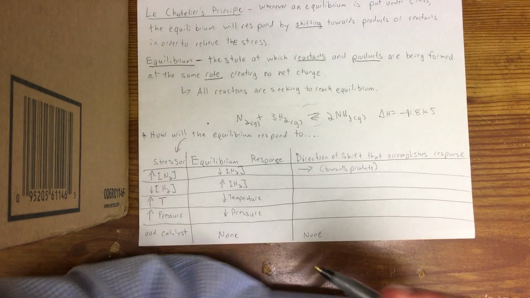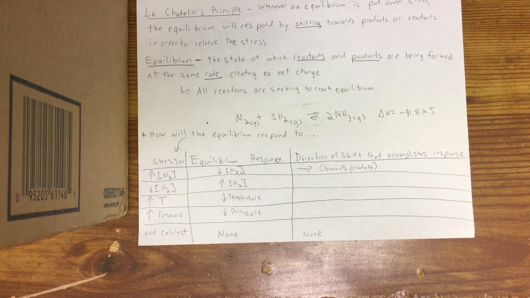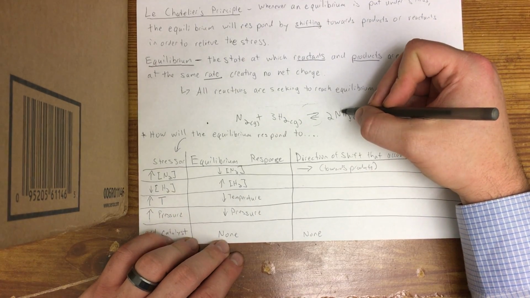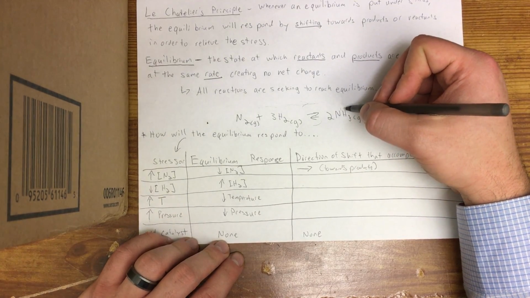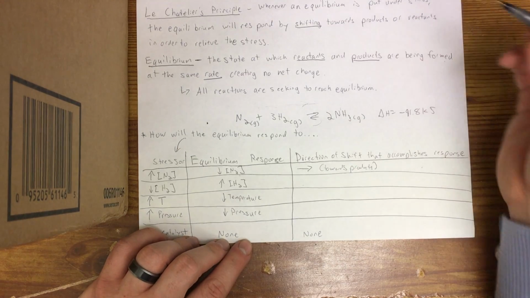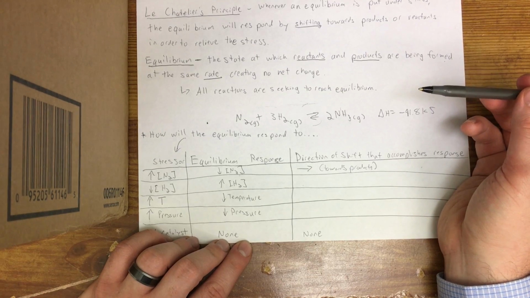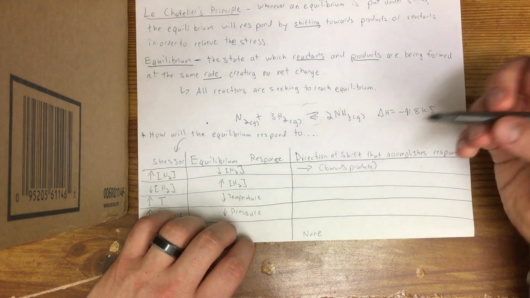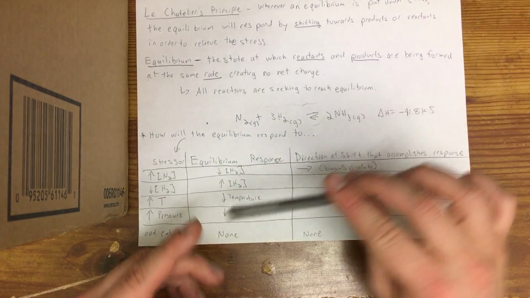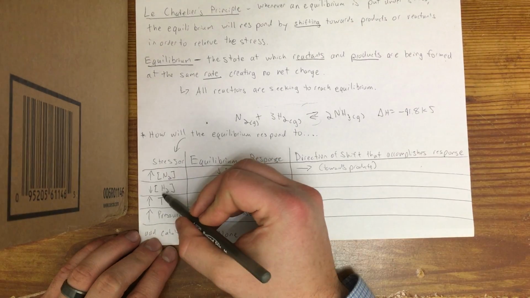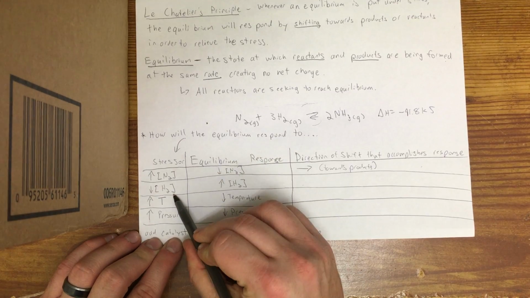The same thing would be true if we increase the concentration of either side. So if we increase the concentration of a product, if we increase the concentration of NH3, the equilibrium would shift in the opposite direction in order to use that NH3 up. So if we increase the concentration of something, the equilibrium will shift away from that thing to make less of it. And the exact opposite will happen if we decrease the concentration of something.